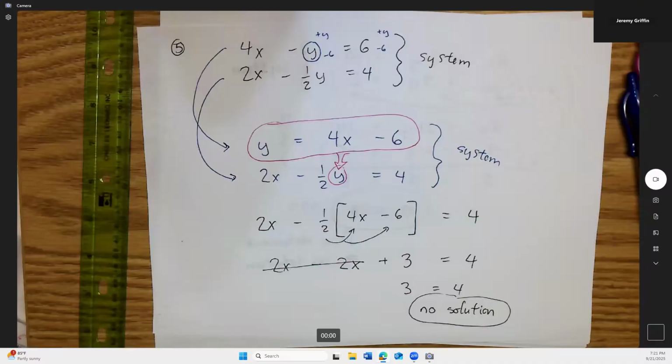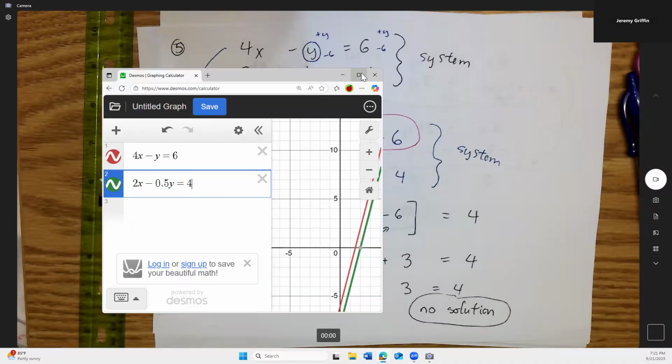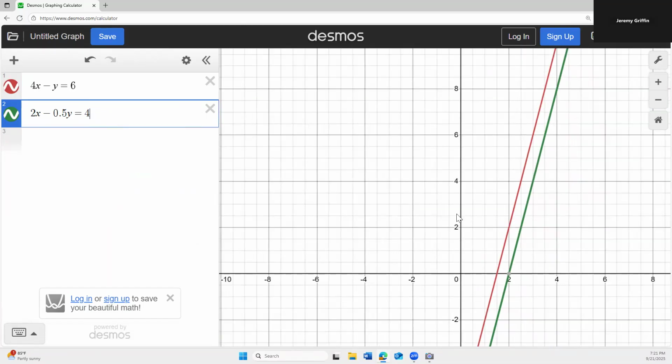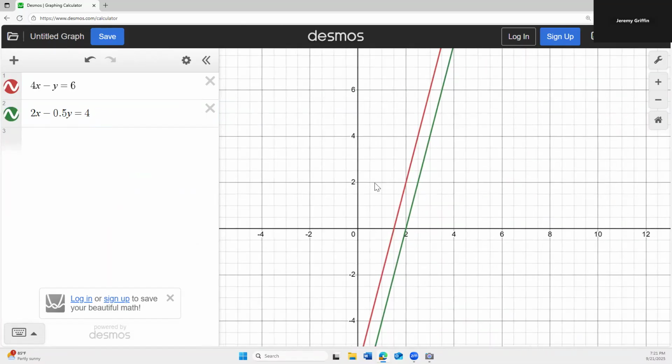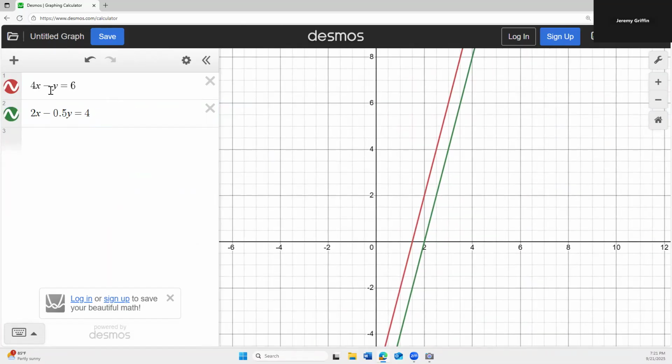All right, so type those in, boom, boom. Yeah, those are parallel lines. In fact, I should have recognized that from the start because look at those coefficients. If you do 2 times 2, you get that 4. If you do -1/2 times 2, you get that -1. But if you do 4 times 2, you get 8, which is not 6. So yeah, that was destined to always happen.